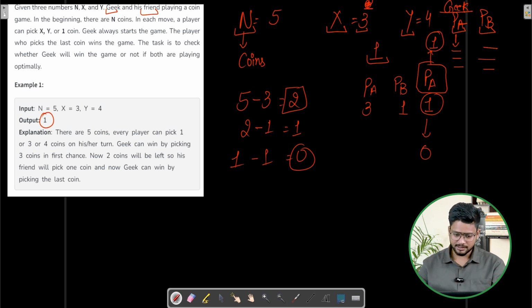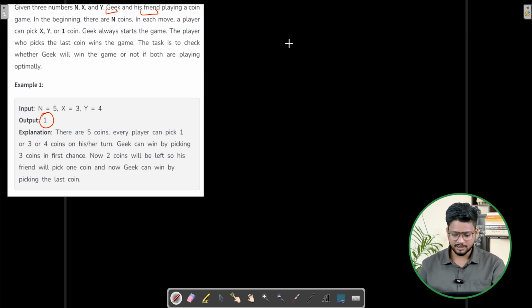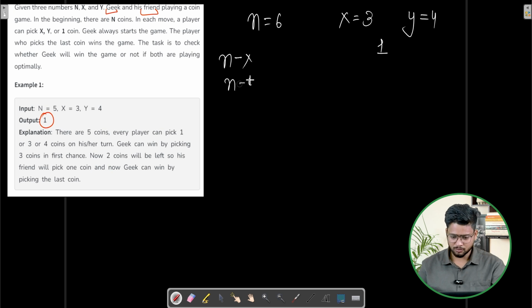Now let's take one more example to understand it more clearly, then we will understand the approach as well. Let's assume 6 coins, X equals 3 and Y equals 4, and they can take 1 coin as well. There is a chance that player A can take n minus X coins, n minus Y coins, and he can also take n minus 1 coins.